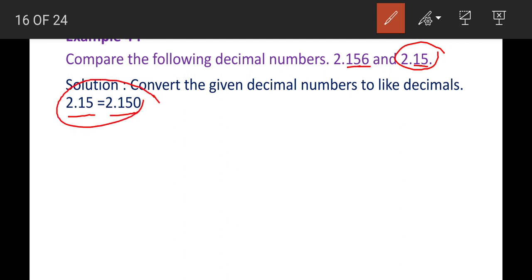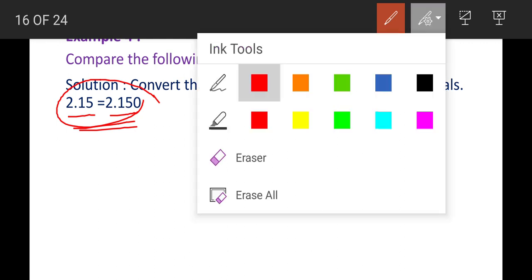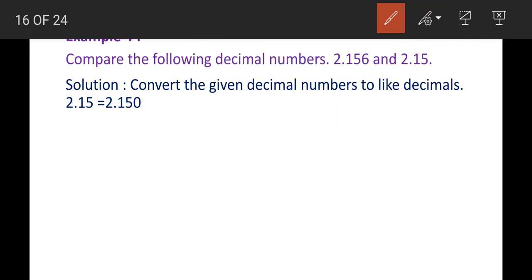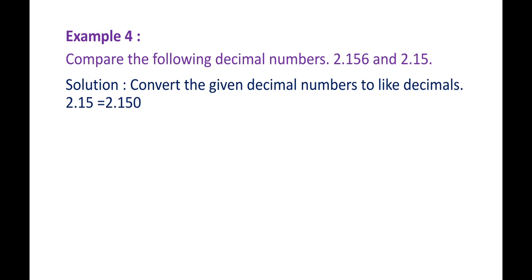This means both are equal. If we add 0 after the decimal digits, then there is no change in the meaning of the number. Clear? You can add any number of 0s, it may be 1, 2, 3. You can add any number of 0s to get like decimals. Second step: here we got two like decimals, that is 2.156 and 2.150.